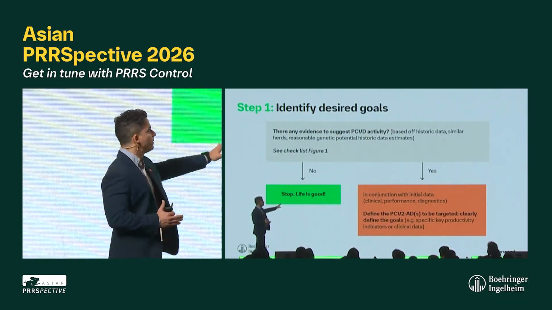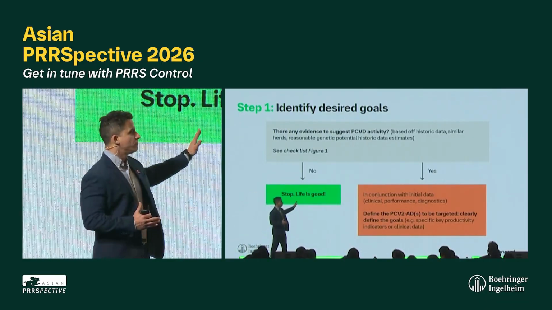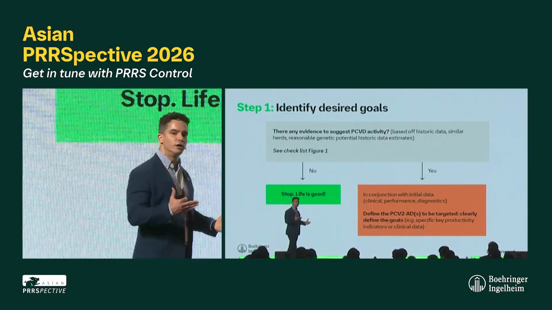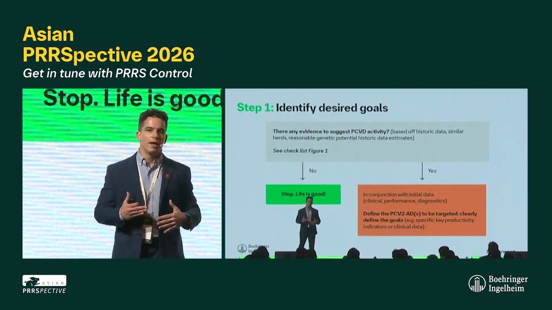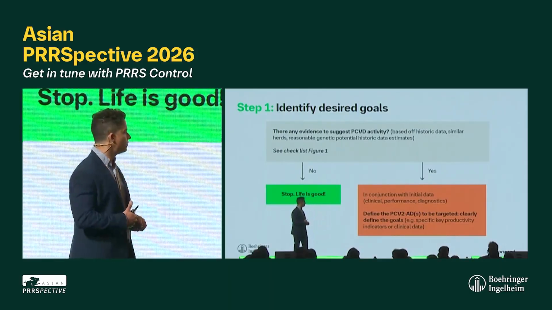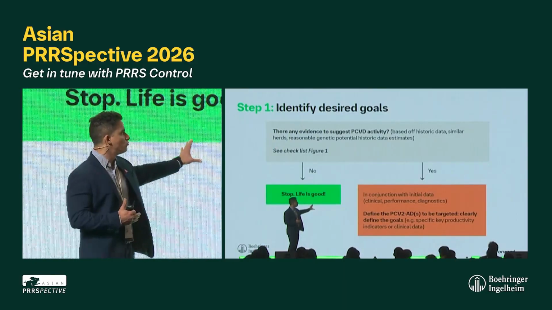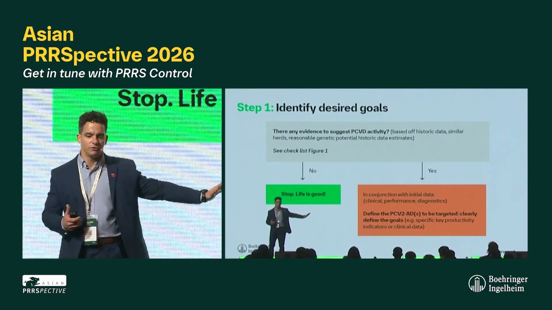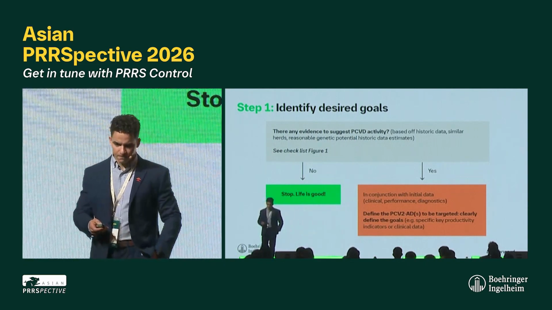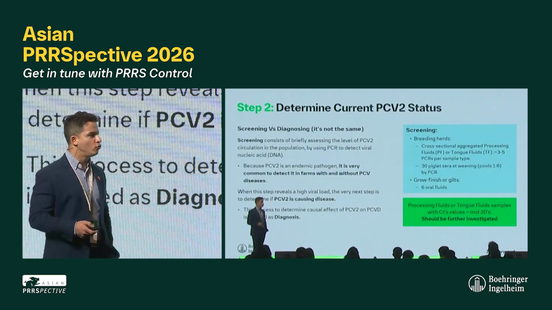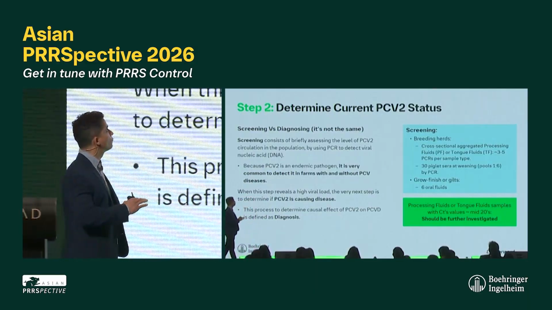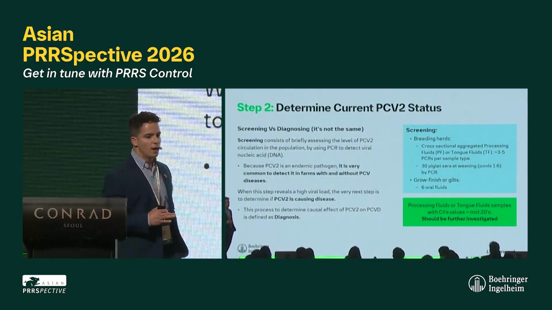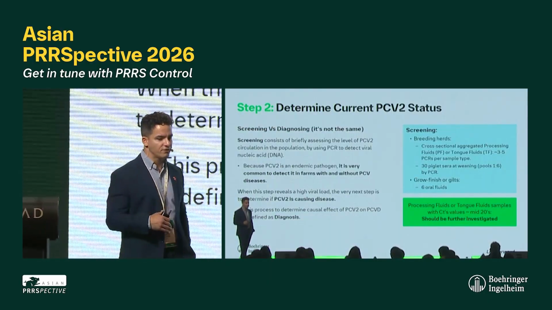Now, if there is an issue that you're observing and things are deviating from what you expect that would be normal, or your herd is not performing as well as other herds in the system, then you may, in conjunction with that initial data, define some targets to do these investigations. And that's when we get into step 2. So step 2 is all about determining the current status for the PCV2 in the herd that you're investigating.